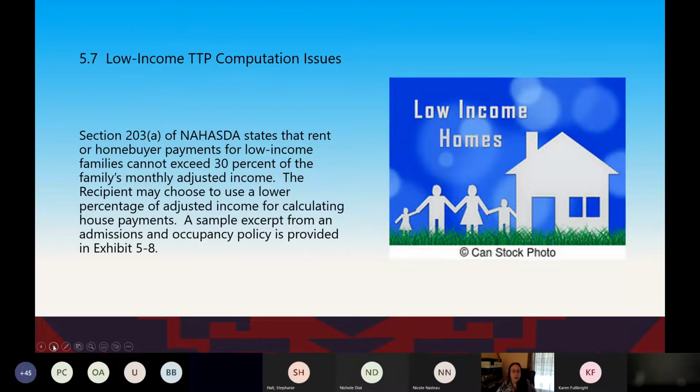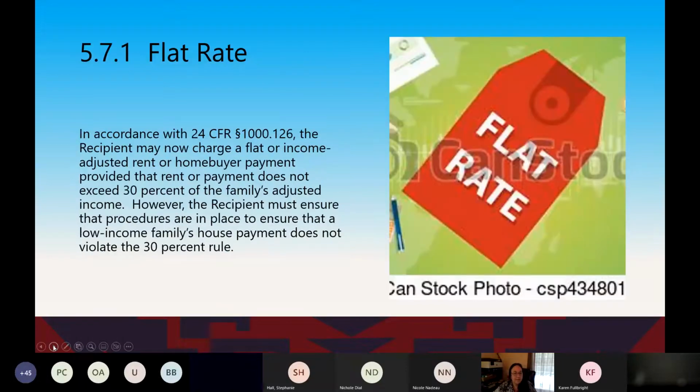Okay, so some computation issues. Section 203 of NAHASDA states that the rent and home buyer payments for low-income families cannot exceed 30% of that family's monthly adjusted income. You may choose to use a lower percentage of adjusted income for calculating house payments. I've seen in some cases where it's an elder community or elder housing and they charge them 15 or 20%. A sample excerpt from an admissions and occupancy policy is provided in Exhibit 5.8.